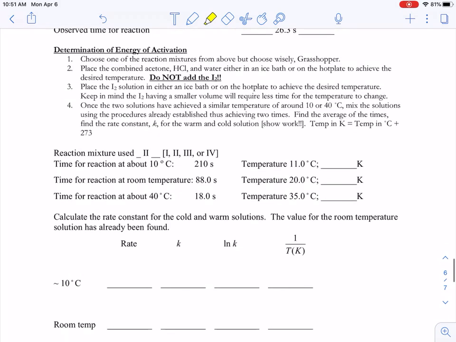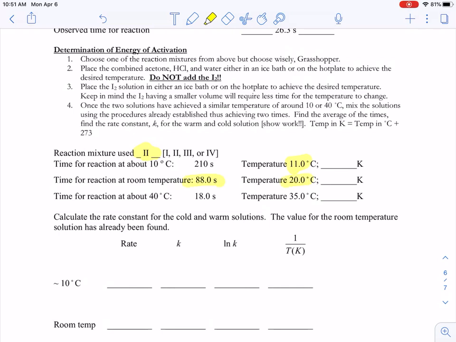Okay, now here's the third part. On the third part, I chose reaction number 2 as the one that we're going to use. We could have chosen any of them. I just went with reaction 2 because that took the shortest amount of time to run. So what I did is that I ran this reaction at 3 different temperatures. I put it in an ice bath, and it took 210 seconds, which took a long time because everything was so slow. The molecules just weren't colliding very quickly.